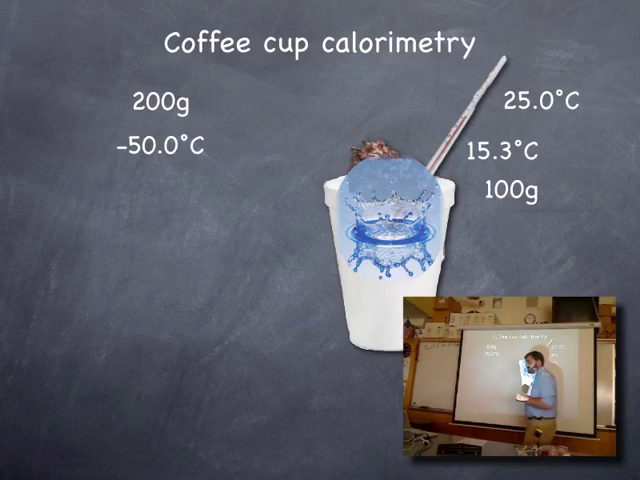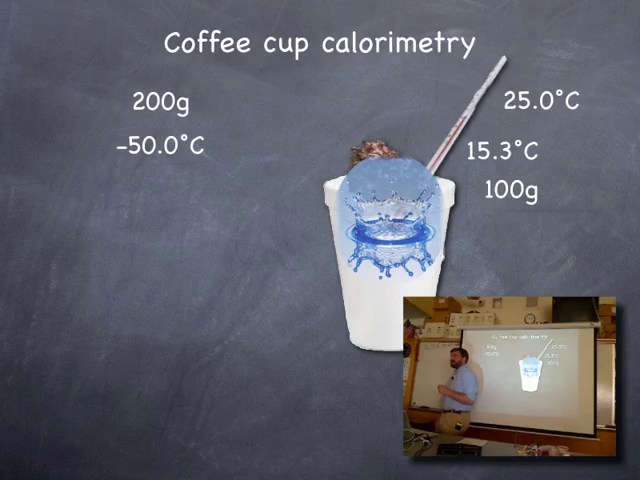Now, where did the energy from the water go? It went into the copper. Okay? So the copper started at negative 50 and went up to 15.3. How do I know that the copper ended up at 15.3? They're in equilibrium. They're touching each other. They're in thermal equilibrium. Okay?